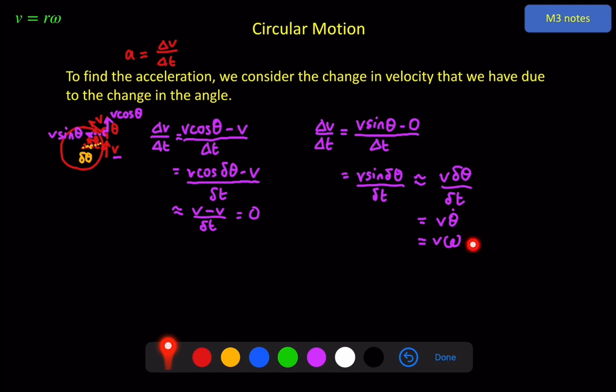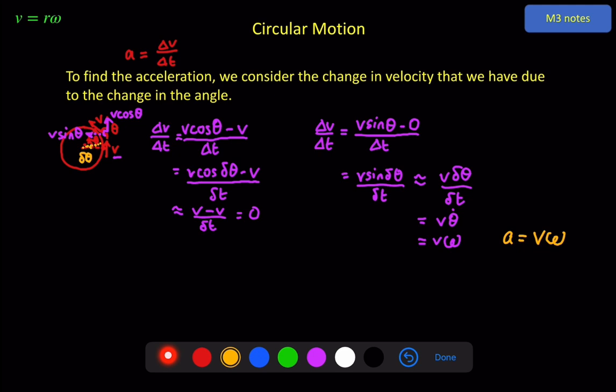But for horizontal circles, we've got constant speed in most cases. However, looking in this direction, which was the sine theta component this way, perpendicular to the original direction, perpendicular to the tangent, of course, being along the radius towards the center of the circle, that has got an acceleration, and that is v omega. So the only acceleration we've got in this case is equal to v omega radially in towards the center of the circle.